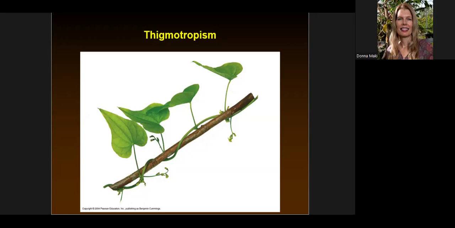Auxin for aerial roots of pothos. I have one in my room, and when it touches the wall, the aerial roots get really big, to latch on to the wall, compared to ones that are not touching. Yeah, so they're doing that thigmotropism for sure. What's the word I'm looking for? It'll come to me, but yes, you're right, you got it.